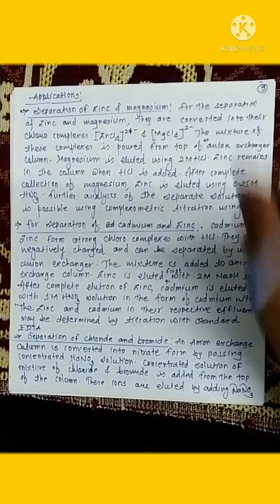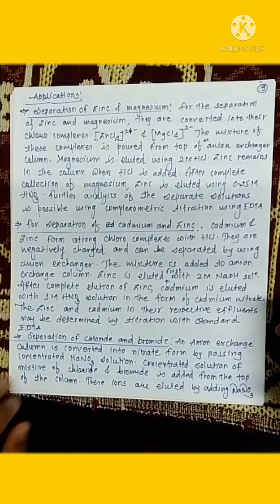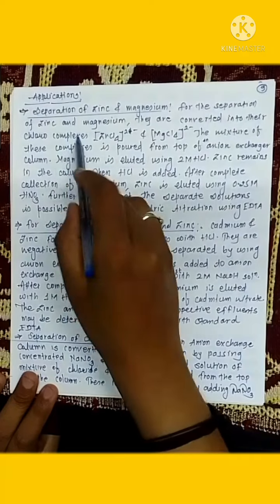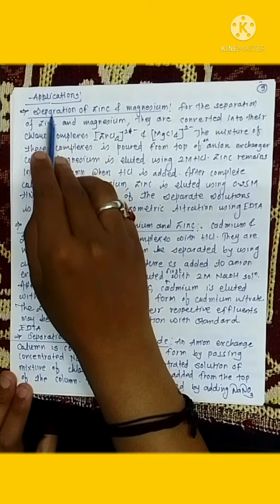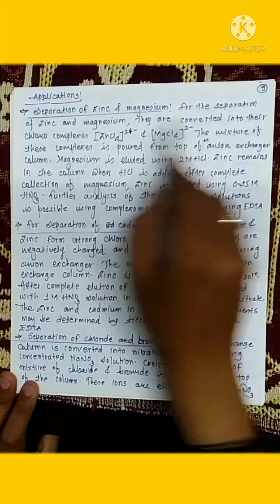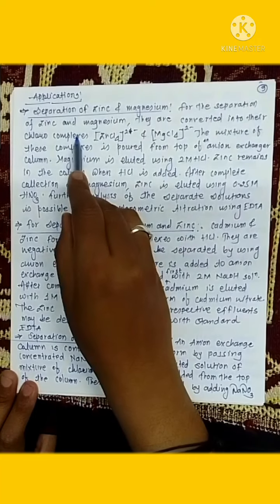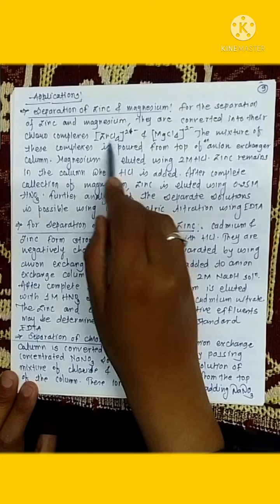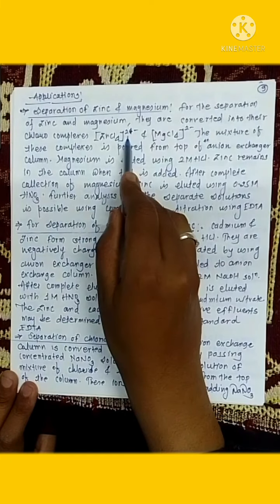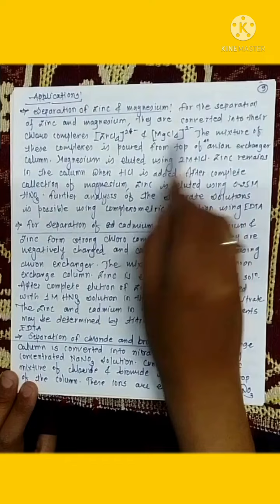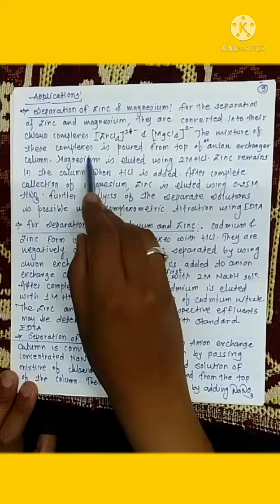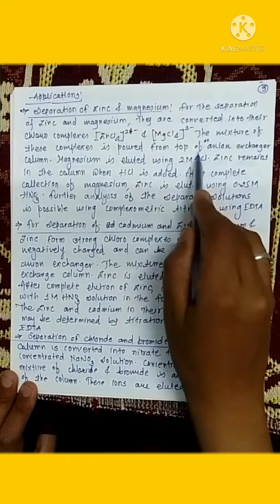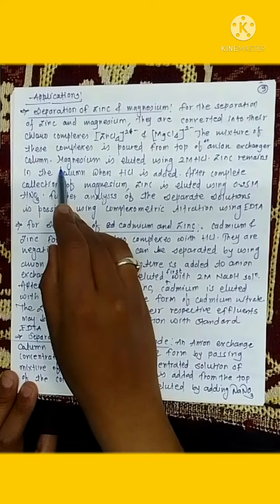Now we are going to see applications of ion exchange. The ion exchange technique is used in the separation of zinc and magnesium. For this separation, they are converted into their chloro complexes, that is ZnCl4 2- and MgCl4 2-. The mixture of these complexes is poured from the top of an anion exchanger column.